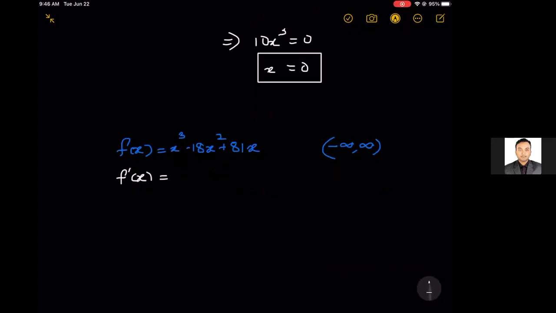Okay, so I couldn't catch your name. Is it Cole? Yeah. Okay, so can you tell me the first derivative for this function? It'd be 3x squared minus 36x plus 81. Very good. Using the power rule, for this one it will be 3x squared. For this one it will be 2x, but we have an 18 multiplied with that, so it will be 18 times 2x, which is 36x. And for this one it will be 81, right? Okay, so we have found the first derivative.